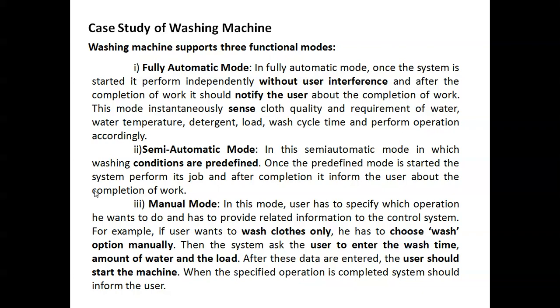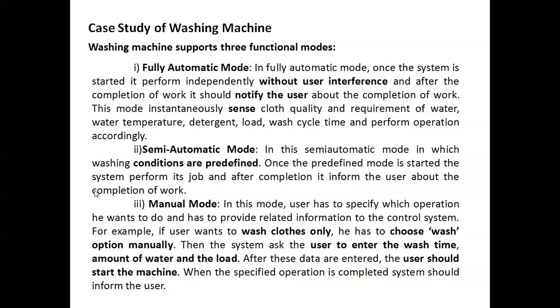So it will wash, rinse, and finally it dries the cloth, around 80% dried, then you have to put the remaining 20% in sunlight. This is called fully automatic mode.